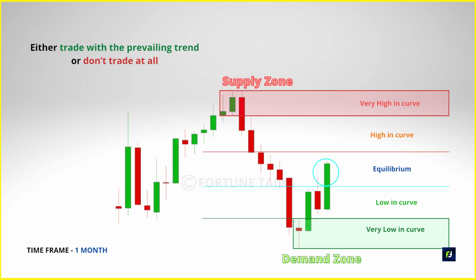Now what happens when the price is at the equilibrium area? Then we will have 2 options, that is either to trade with the prevailing trend or do not trade at all. Now it actually depends on how aggressive you are with your trading style.